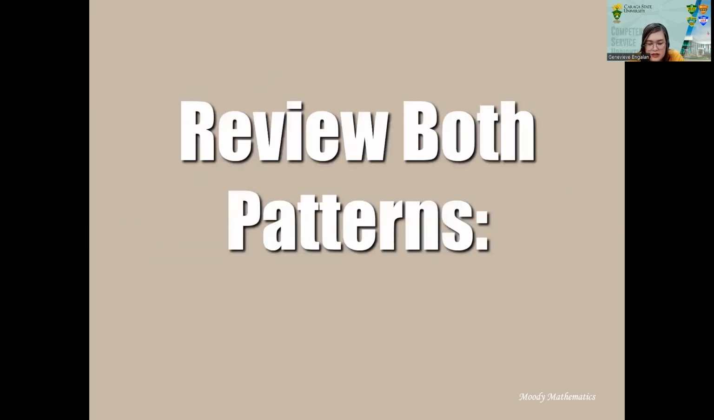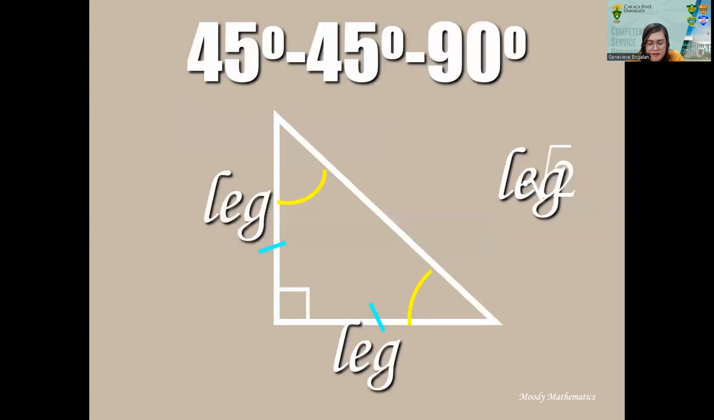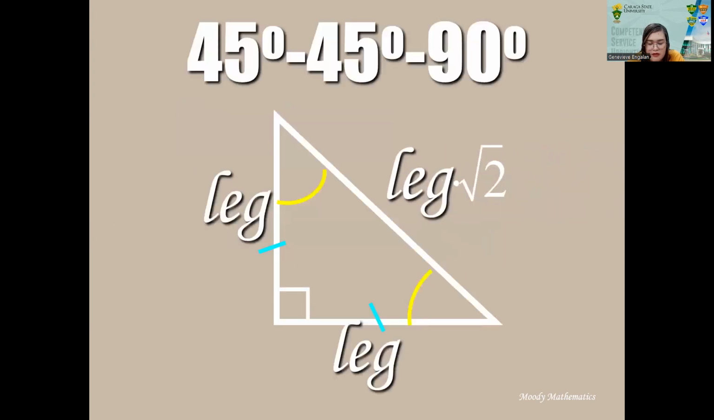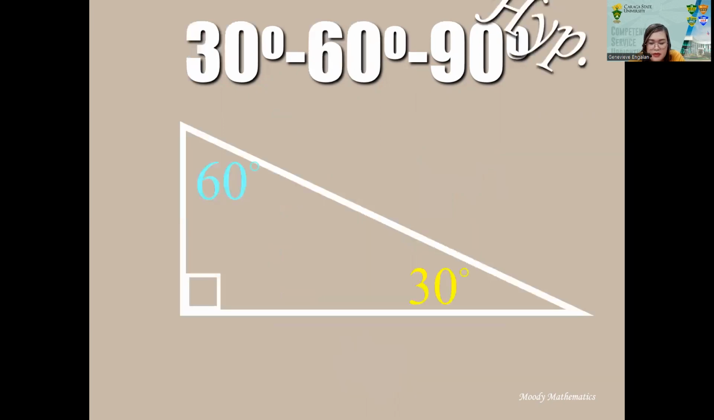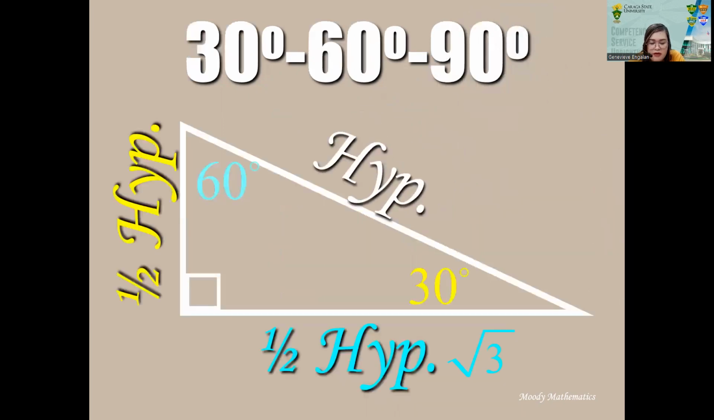Okay, so let us review both patterns. So if you have a 45, 45, 90 nga triangle, so you have leg times, tapos leg. Okay, you have 2 congruent legs. Okay, tapos ang hypotenuse will be leg times square root of 2. Pag 30, 60, 90, if you have hypotenuse, ang shorter leg will be 1/2 the hypotenuse and the longer leg will be 1/2 times hypotenuse times square root of 3.